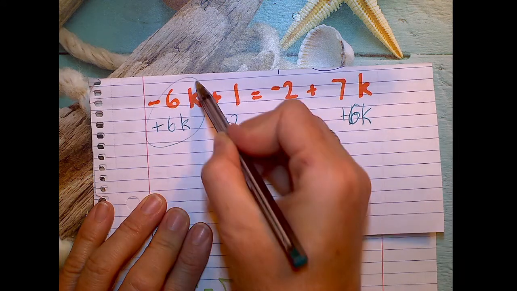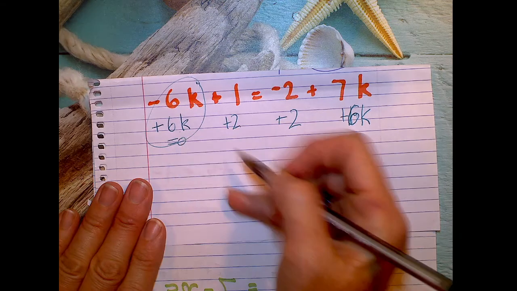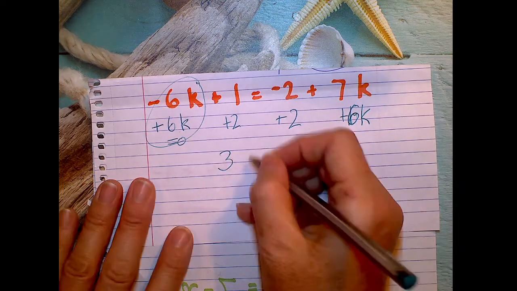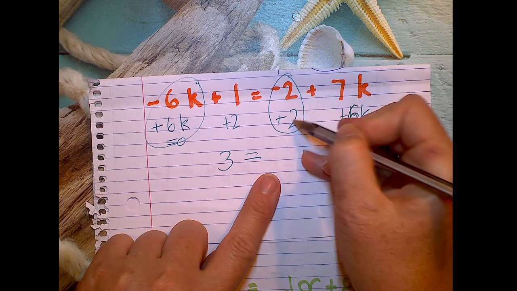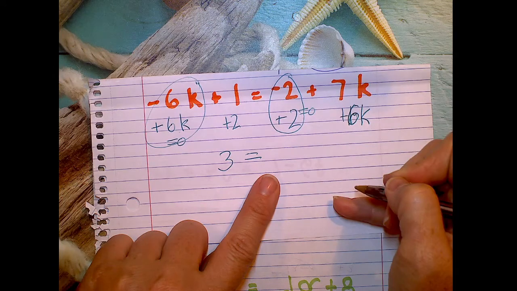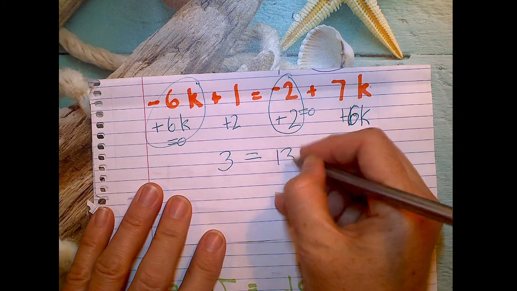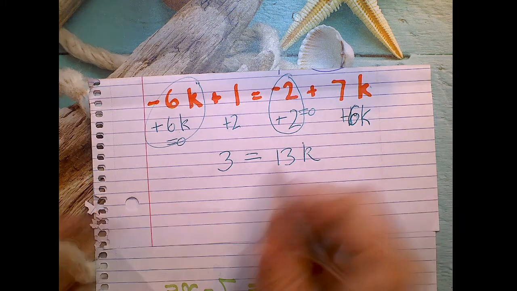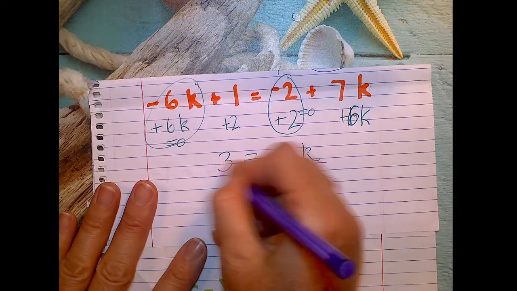Now when I do the math, negative 6k plus 6k equals 0. Positive 1 plus 2 equals 3 on the left side of the equation. Negative 2 plus 2 equals 0. And 7k plus 6k equals 13k on the right side of the equation. And then to isolate the k, I'm going to divide each side by 13.